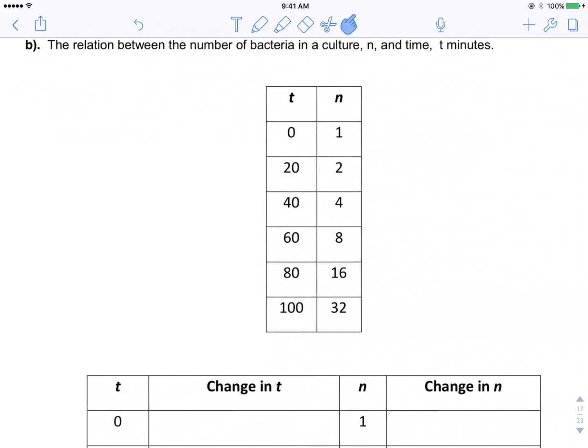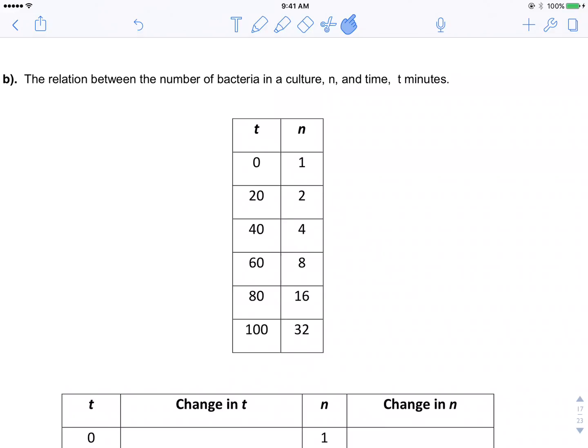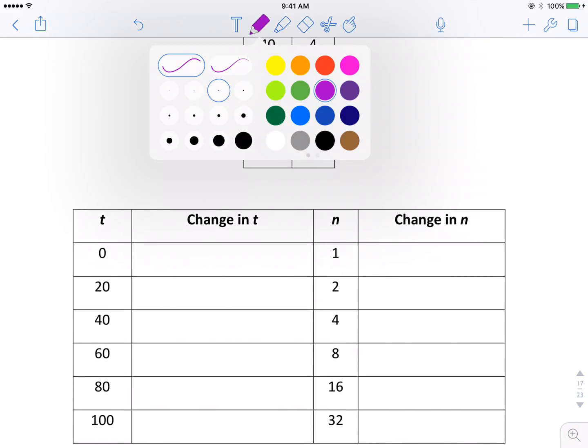Let's do B right now while it's quick and fresh in our mind. Question B: the relation between the number of bacteria in a culture, N, and time, T minutes. So here we have our time, our independent variable. What's the difference from the first value to the second value, or second to the third, and so on and so on?